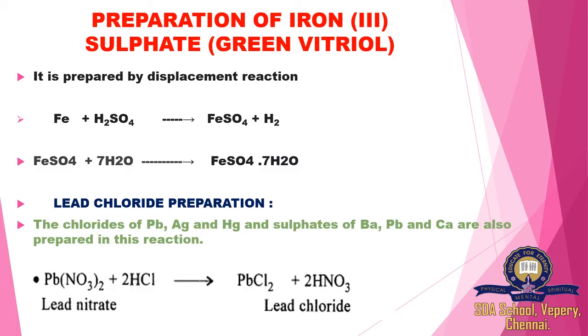Next, we are going to prepare lead chloride. The chlorides of lead, silver and mercury and the sulfates of barium, lead and calcium are also prepared in this reaction. Here lead nitrate reacts with hydrochloric acid, giving lead chloride and the corresponding nitric acid comes out as a product.